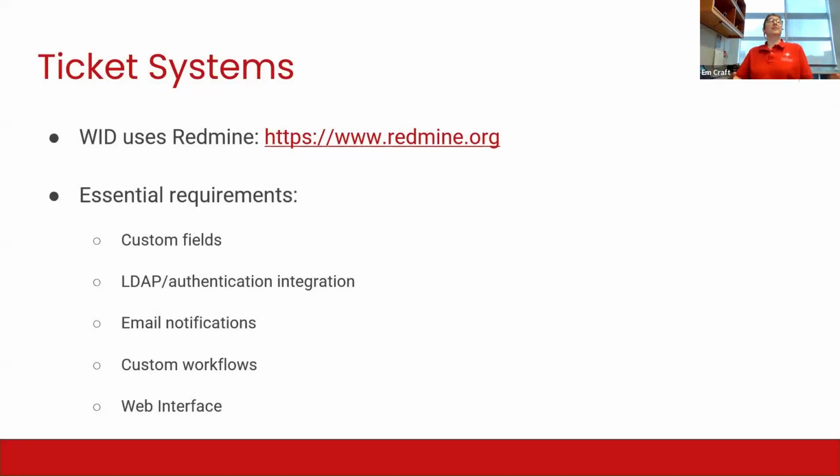So for ticket systems, we use Redmine. There are many ticket systems out there. Redmine is technically an issue tracking system. It is similar to help desk software. There isn't a lot of difference between help desk software and ticket systems, sort of based on how you use them, how you configure them.